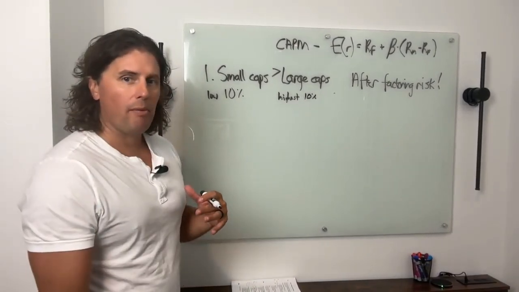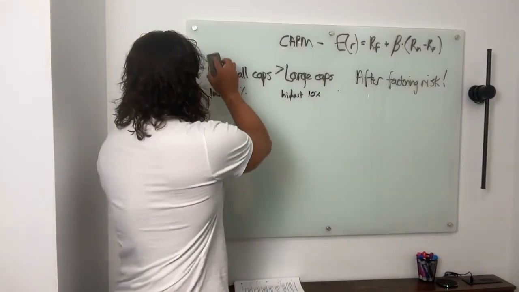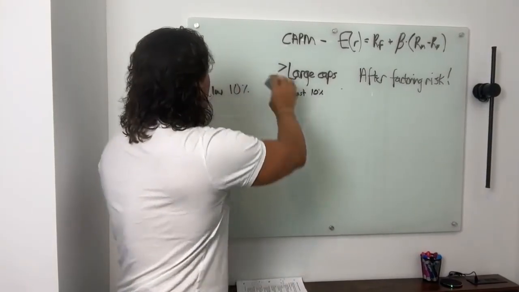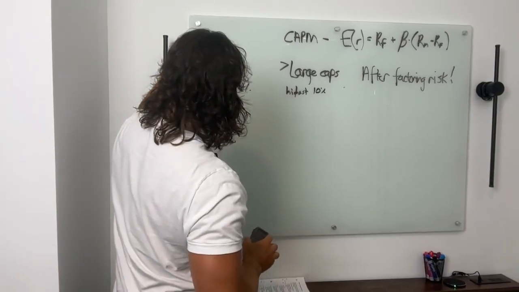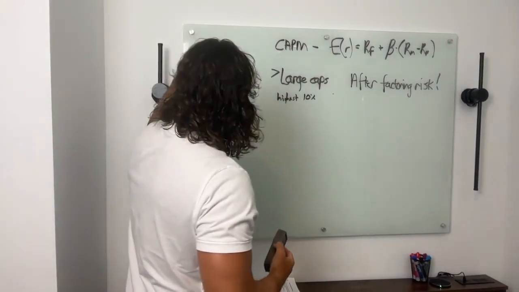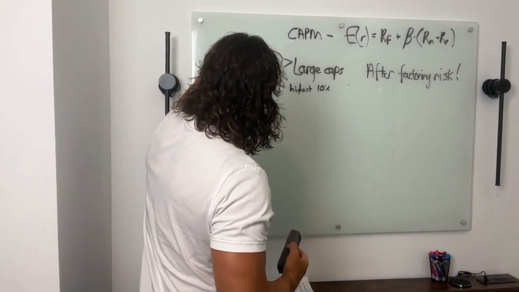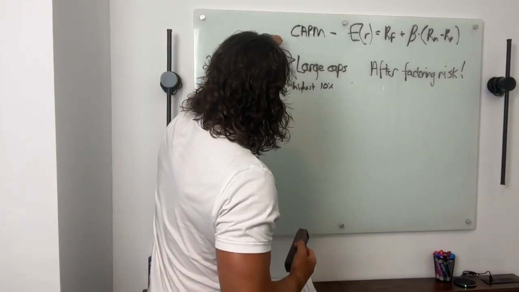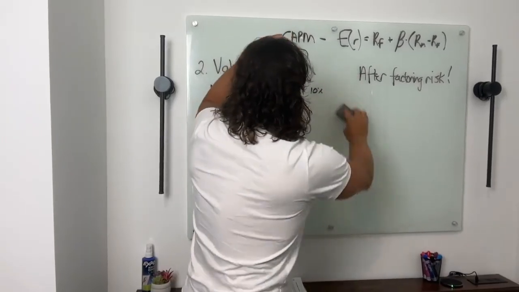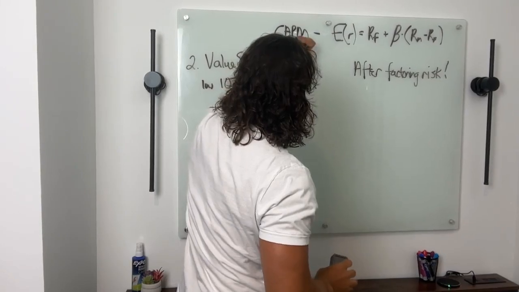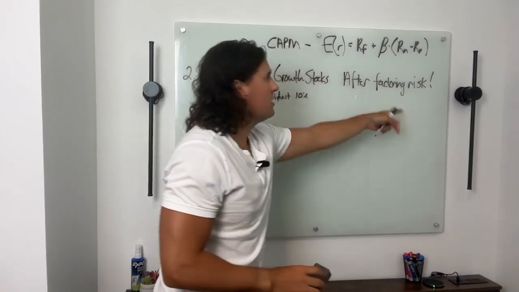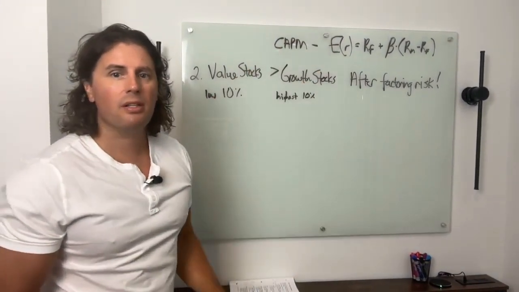So now we want to move on to number 2. This is where we're talking about growth and value stocks. For number 2, we find that historically, over the long term, value stocks have outperformed growth stocks. And once again, this is after factoring in beta risk.